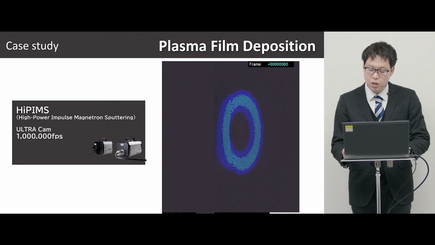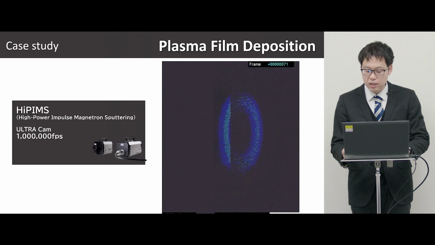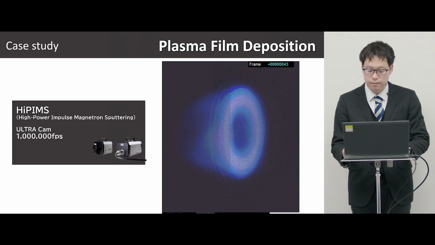Additionally, application of new plasma-based film deposition technologies is also being explored. Here the plasma deposition process was captured in color at 1 million FPS using the UltraCam. This provides insight into the behavior of the rotating plasma and the color information of the plasma gas.